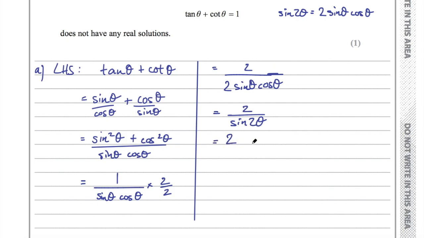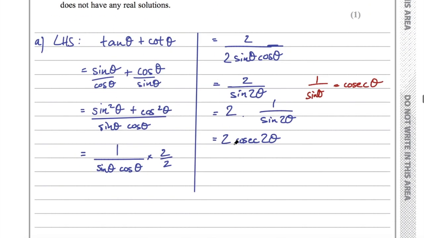This could be written as 2 times 1 on sine 2 theta. And remember that 1 on sine theta is the definition of the cosecant. So 1 on sine 2 theta, that will be 2 cosecant 2 theta, which is what we're looking for. So that equals the right hand side, and we are done.